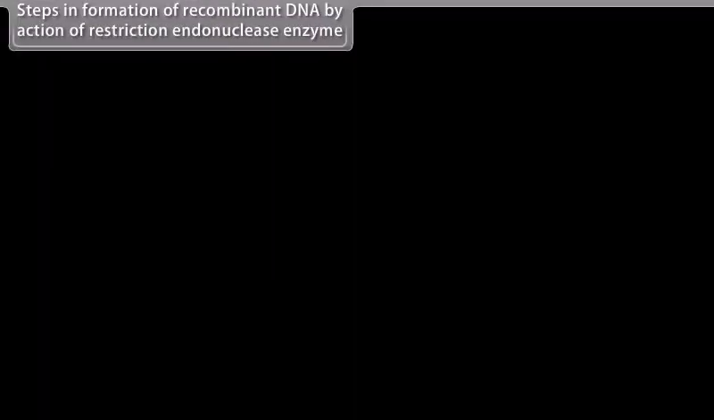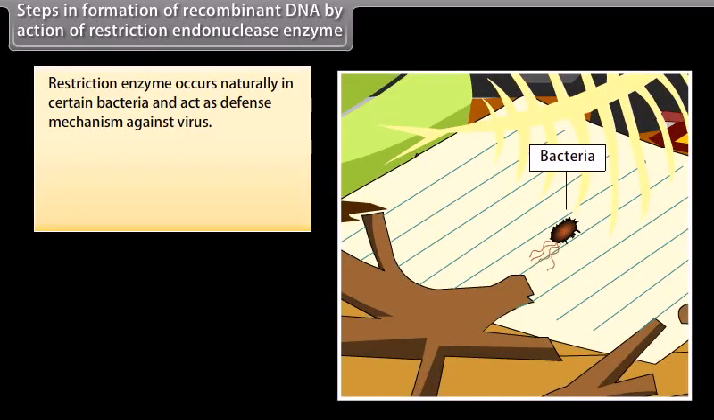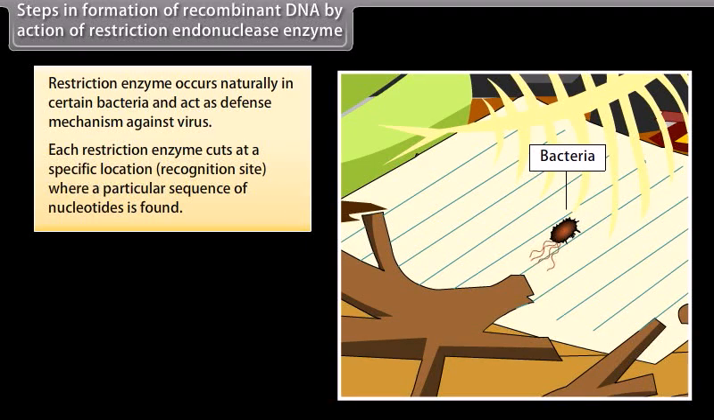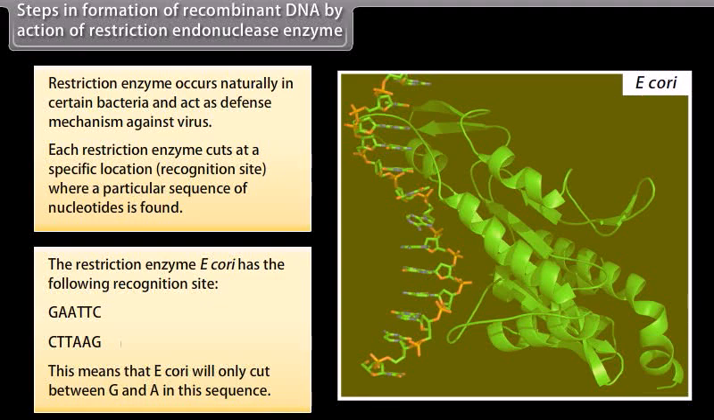Steps in formation of recombinant DNA by action of restriction endonuclease enzyme. Restriction enzymes occur naturally in certain bacteria and act as a defense mechanism against viruses. Each restriction enzyme cuts at a specific location, the recognition site, where a particular sequence of nucleotides is found. The restriction enzyme EcoRI has the following recognition site: GAATTC, CTTAAG. This means that EcoRI will only cut between G and A in this sequence.